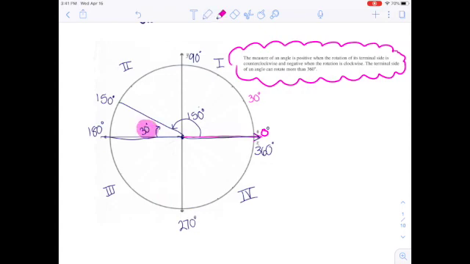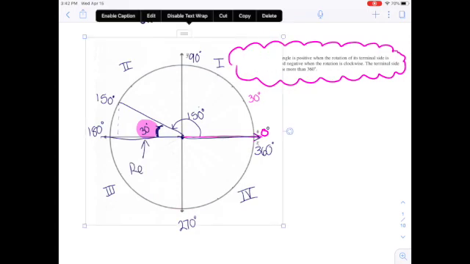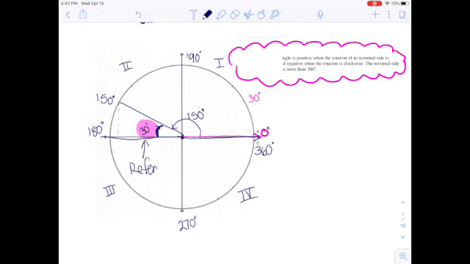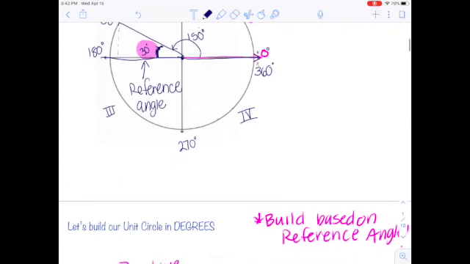This little 30 degrees right here has a special name. It's the angle that is formed with the x-axis. So right here, this angle is 30 degrees. We call that the reference angle. It's the angle that 150 forms with the x-axis. We'll talk more about that in a second.